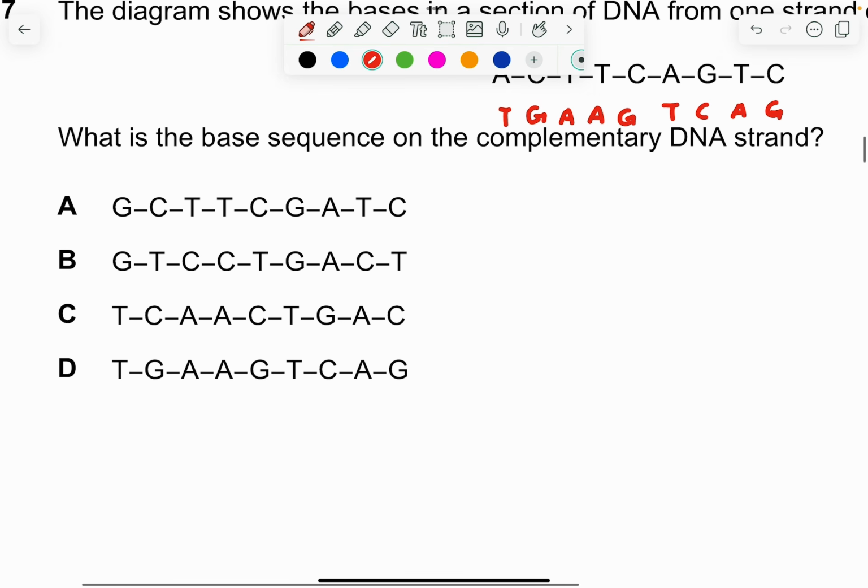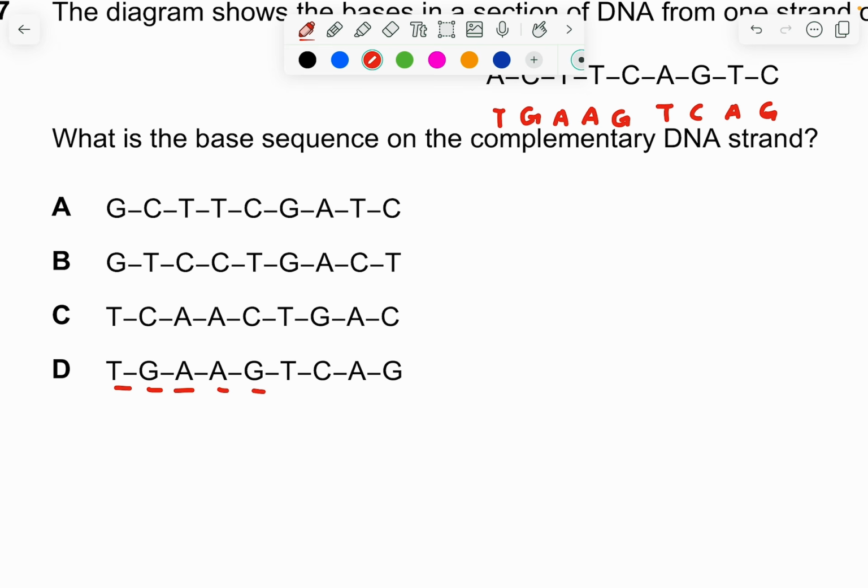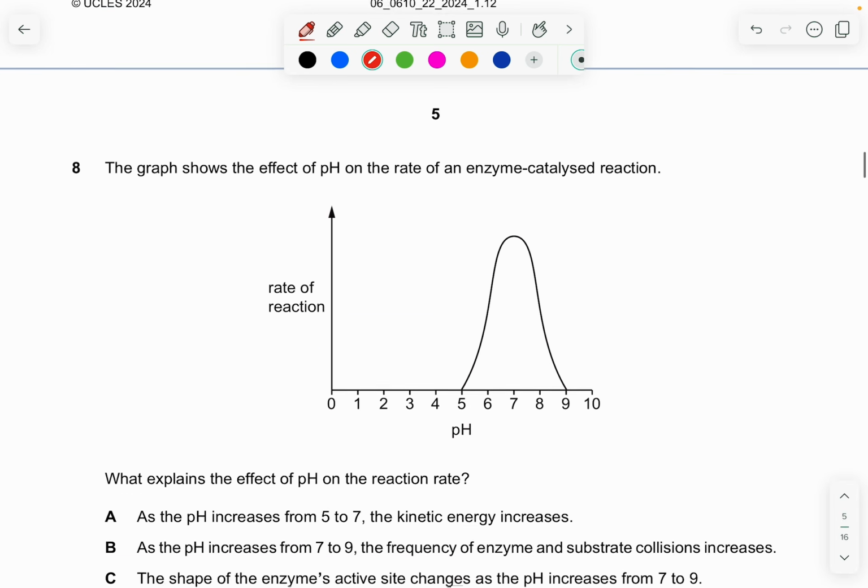So you can see TGAA, GTCAG. So TGAA, GTCAG. So the answer is D. Okay, so it's very simple.